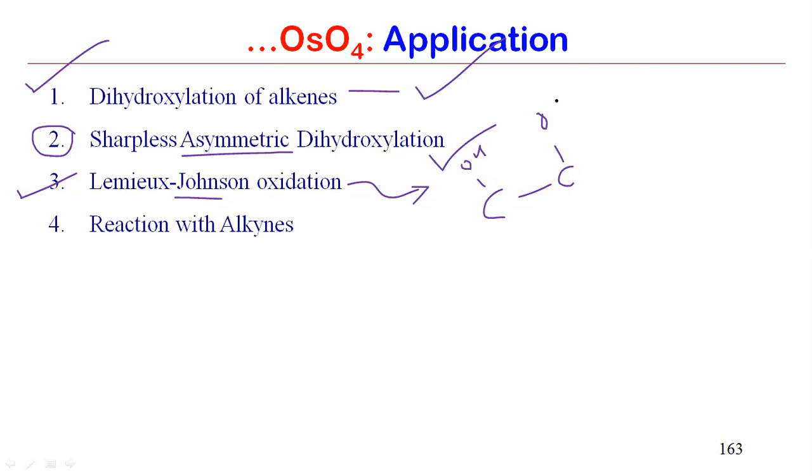Then we have a reaction with alkyne. Once we are treating with alkyne, then we have some product which is formed. Of course, it is a 1,2-diketo type of product which is given out as a reaction of alkyne with osmium tetroxide. We'll talk about it. So these are the four major applications which we have to remember whenever we are thinking about osmium tetroxide.